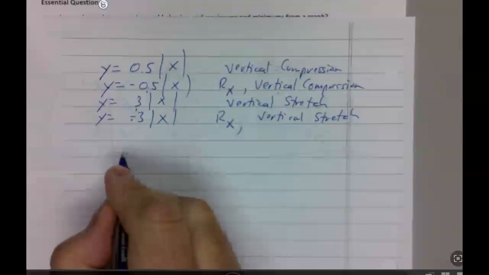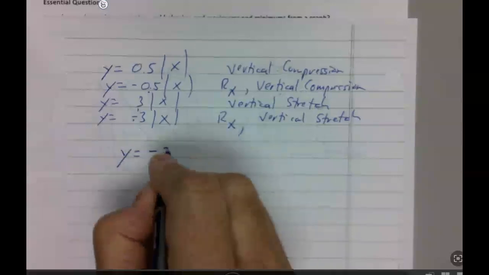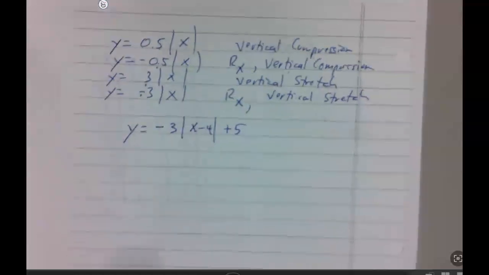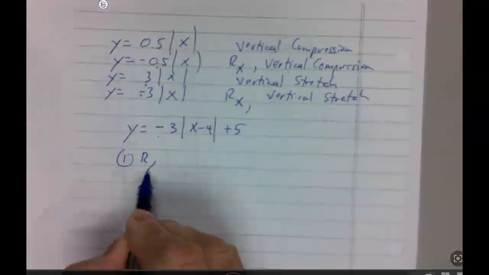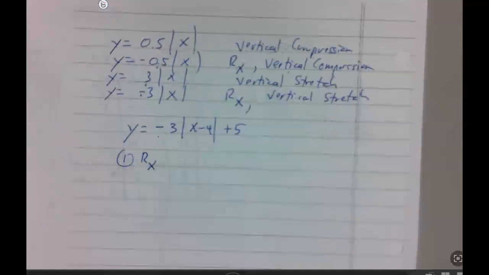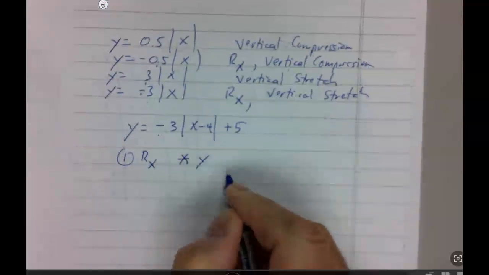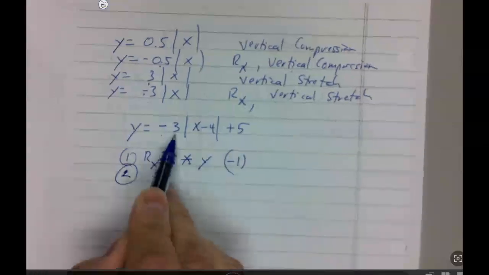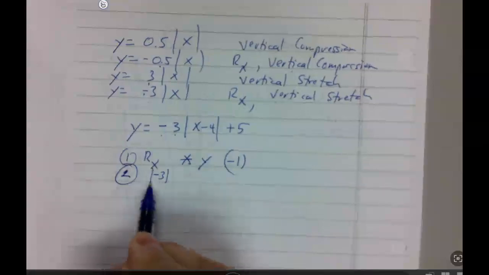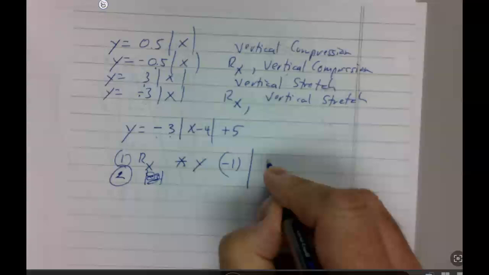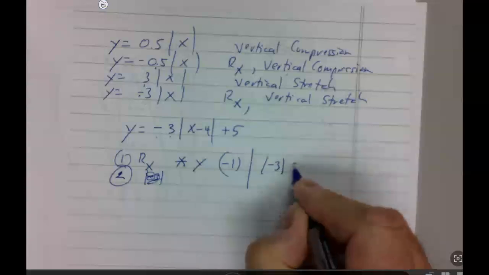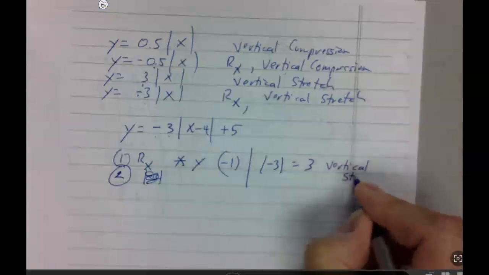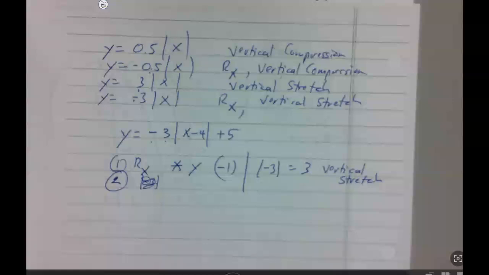So if I gave you one like this, y equals opposite 3, absolute value of x minus 4 plus 5. Okay? It's reflected across the x-axis. Correct? Which means I'm going to multiply all the y's by -1, correct? Number 2, that there tells me the absolute value of -3, I do it up here. It's the same thing. The absolute value of -3 is equal to 3, which is greater than 1, right? So it's a vertical what? Stretch, which means it's going to change the shape, isn't it? It's going to make it skinnier.